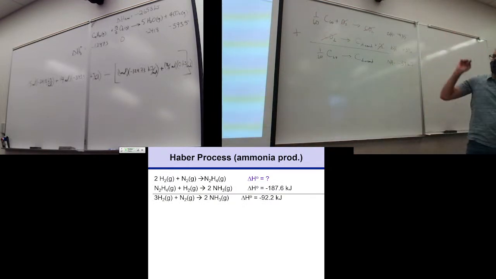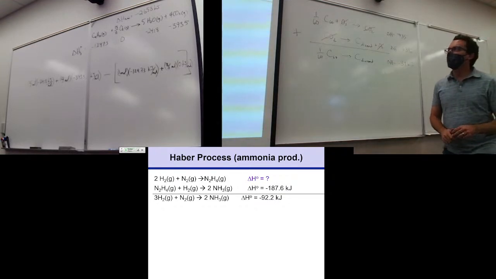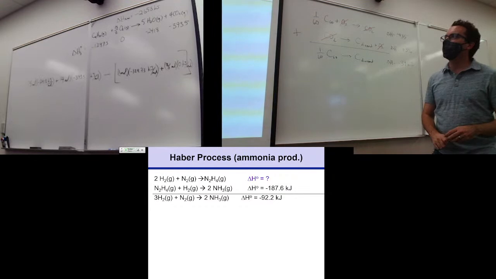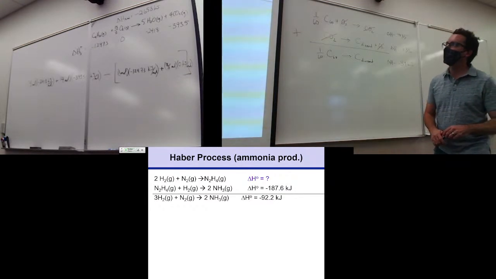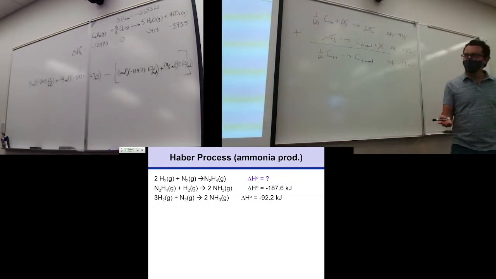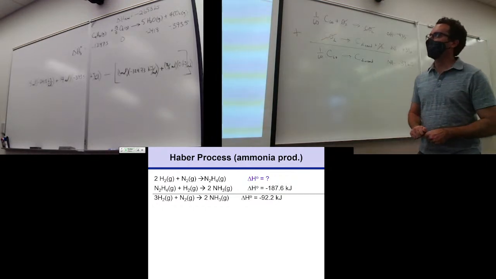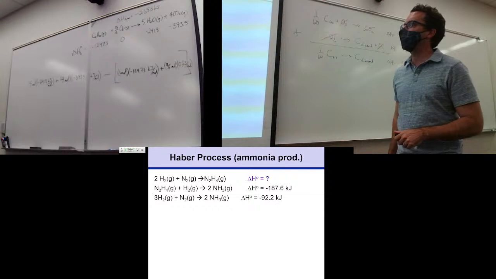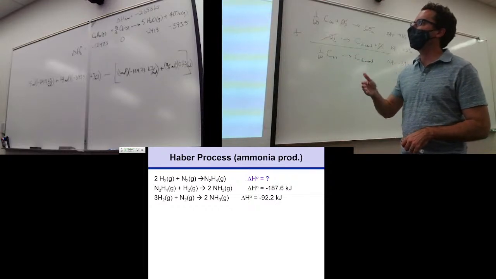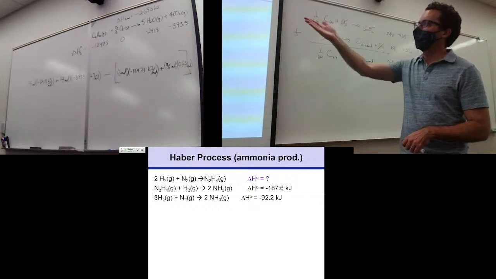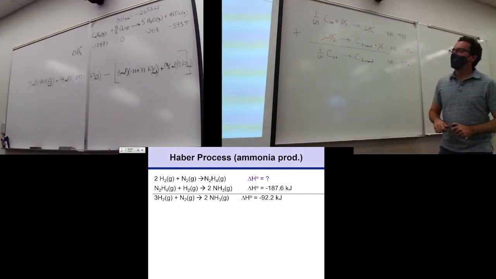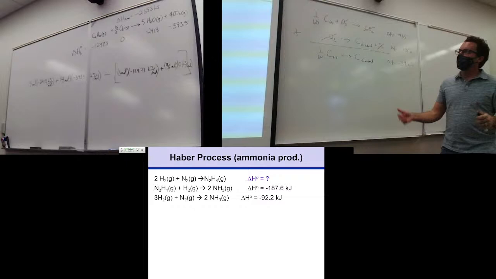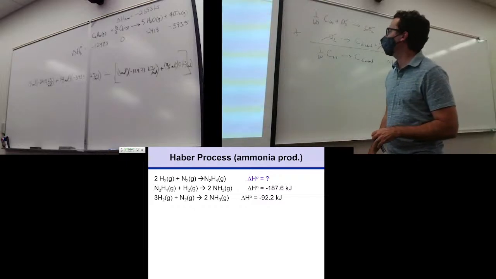That line there, I don't know why it's there. It shouldn't be exactly there. But I've got an unknown reaction: 2H2 plus N2 goes to N2H4. And I want to know the delta H for this thing. But I've got some known reactions. We have N2H4 and H2 go to ammonia, and I've got hydrogen and nitrogen go to ammonia. How are those going to combine to make the first reaction?